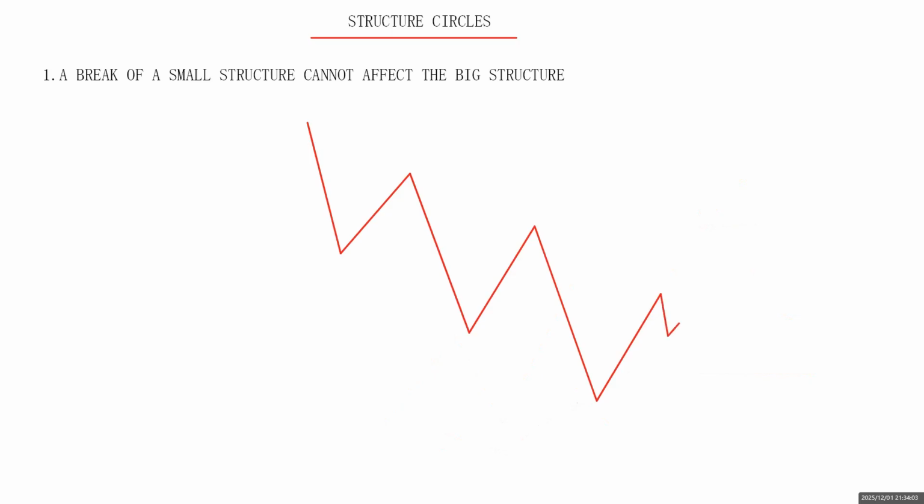Then we now see prices making small movements like this. Okay, and there was a break of structure. The last lower high got taken off, right? Now, the maximum you can buy to is here. We have no business here. Why? Because the number one rule of structure circle says that a break of a small structure cannot affect the big structure. So you can see that all of these are small structures. Why? Because of the length of their exhaustion.